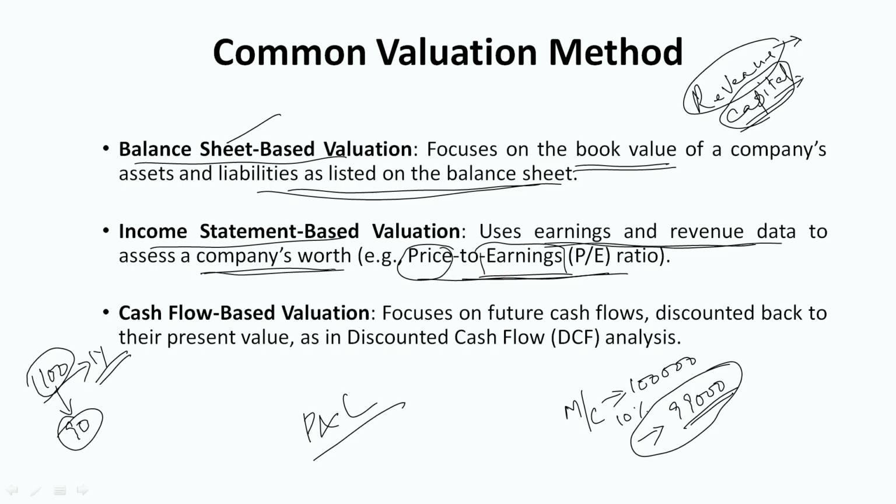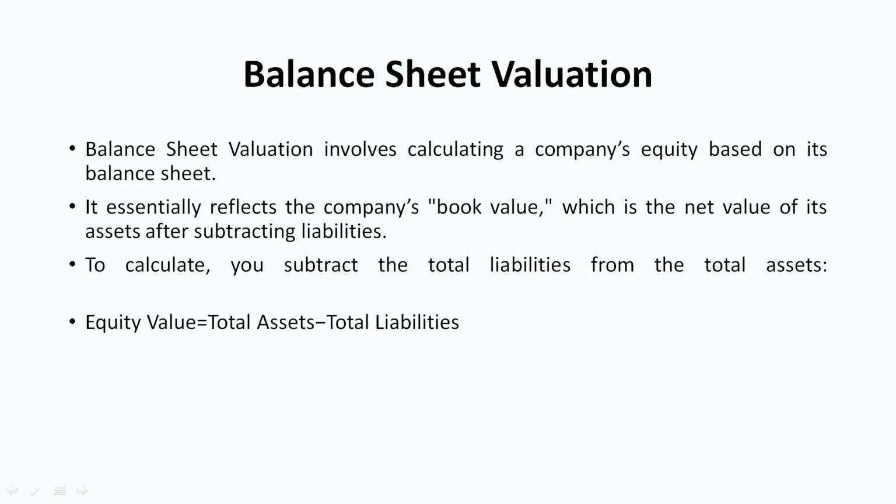So, 90 rupees growing to 100 rupees at the end of 1 year, or 100 rupees at the end of 1 year, is equivalent to either 90 rupees today or more than that. So, it is as simple as that. This is what you are trying to do in the cash flow based valuation, where you are discounting the future cash flows to find the present value of the cash flows which are coming into the company. So, these are the 3 common techniques which are normally used in valuation.